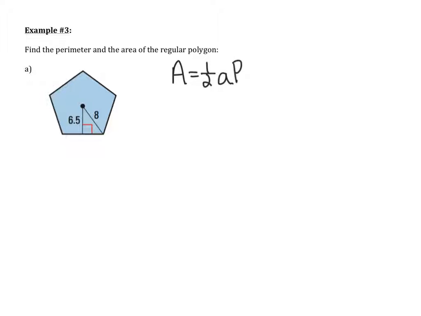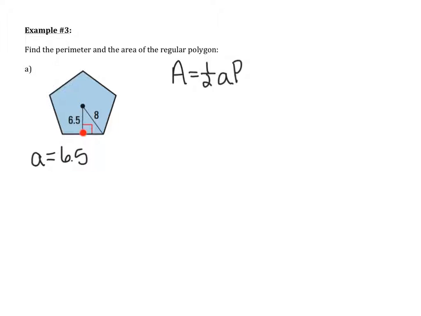Looking at the diagram, I see that we're given the apothem, since we know it's the distance from the center to the side of the polygon. So the apothem would be 6.5. I also see that we're given the radius of the polygon, but we are trying to find a side length to not only just find the perimeter, but then to use that answer to find the area. So we need to find a side length of this pentagon.